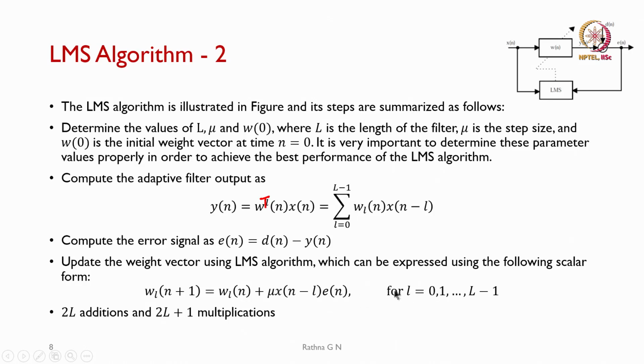Where L is the length of our filter, which is going to vary from 0 to capital L minus 1. So hence you will see that the number of computations in calculating the LMS algorithm is 2L additions and 2L plus 1 multiplications to get the output. So, that is the computational complexity of the LMS algorithm.